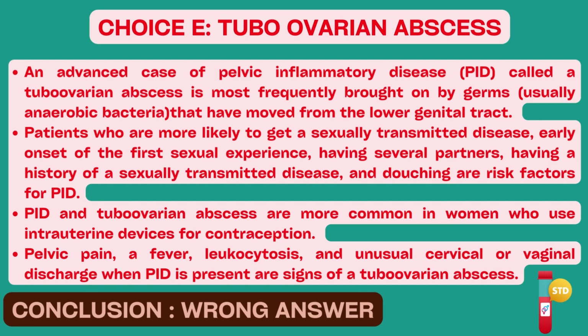Choice E is tubo-ovarian abscess. An advanced case of pelvic inflammatory disease, also known as PID, is called a tubo-ovarian abscess. It is most frequently brought on by anaerobic bacteria that have moved from the lower genital tract.